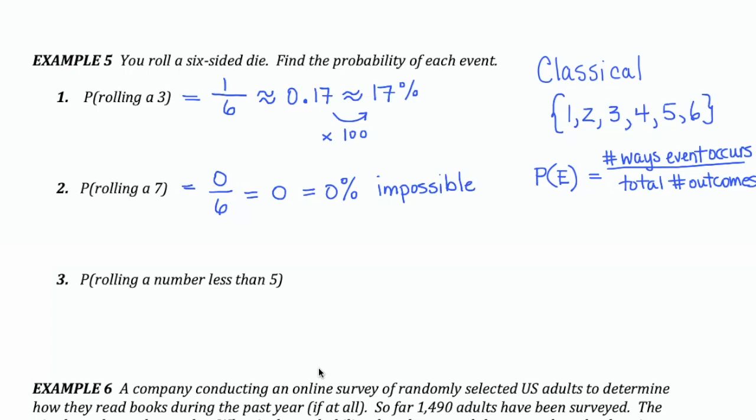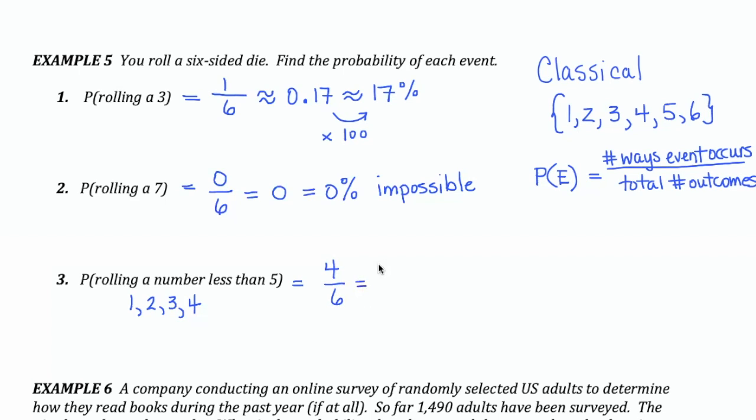And the probability of rolling a number less than 5. When you make this fraction, the number of ways that event can occur, there are multiple. Numbers less than 5 would include 1, 2, 3, and 4. So in this particular instance, there are 4 different ways that might happen out of 6 possible outcomes. And so therefore, my probability is 4/6.